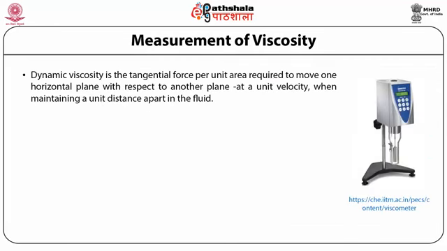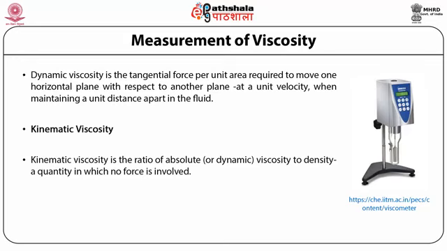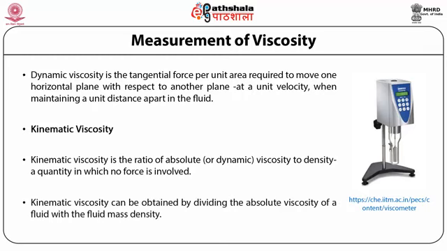Dynamic viscosity is the tangential force per unit area required to move one horizontal plane with respect to another plane at a unit velocity when maintaining a unit distance apart in the fluid. The kinematic viscosity is a ratio of absolute or dynamic viscosity to density, a quantity in which no force is involved. Kinematic viscosity can be obtained by dividing the absolute viscosity of a fluid by the fluid mass density.